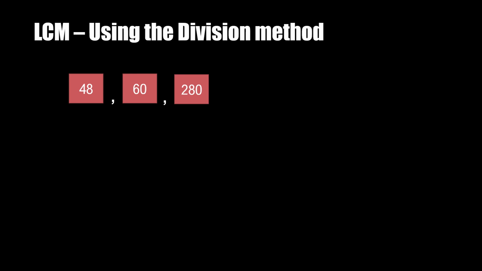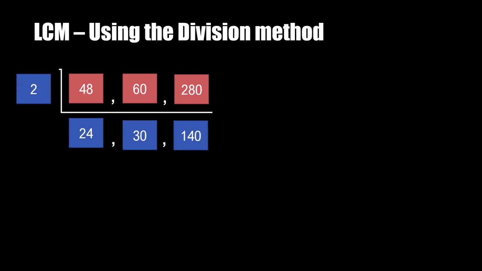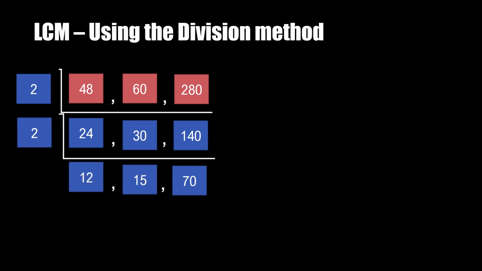So how did we find the LCM of the three numbers using the division method? Let us see. 48, 60, 280. We start by dividing by 2. We write the answer in the next line. 24, 30 and 140, those are again divisible by 2 and I write the answer in the next line.